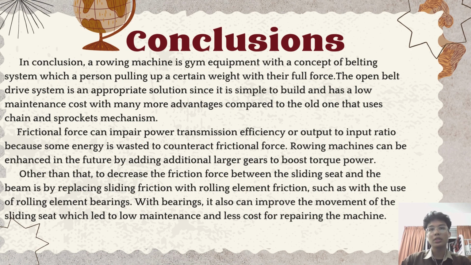Other than that, to decrease the friction force between the sliding seat and the beam, we can replace sliding friction with rolling element friction, which is element bearings. With bearings, it can also improve the movement of the sliding seat, which leads to low maintenance and less cost for repairing the machine. Lastly, this report can conclude that the rowing machine, which is gym equipment, also applies mechanics of machine concepts to create a functional machine.